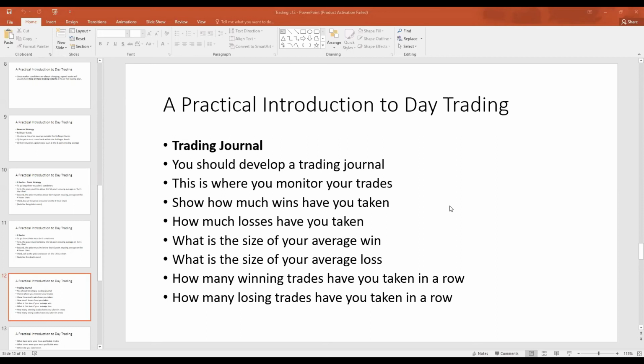So the next thing we want to look at is the trading journal. The trading journal is where you monitor your trades. This is where you document how your trades have performed over a period of time. So you want to record how many wins you have taken. Before you go live with real money, I recommend that you demo trade. You trade with fake money, money that is not real, and you can record the performance of your trades.